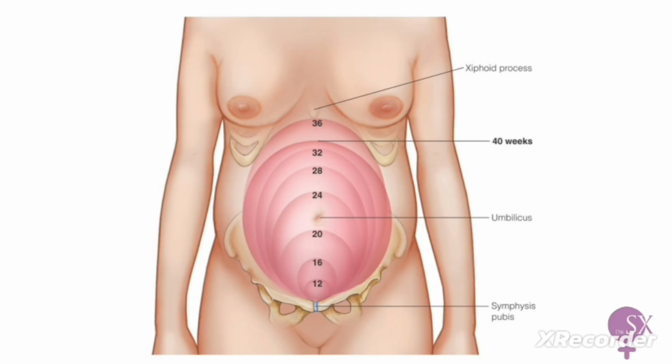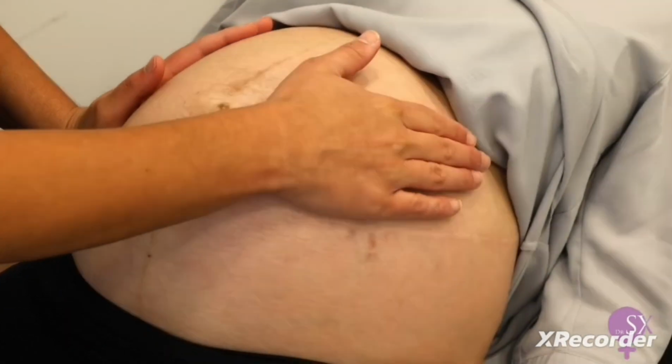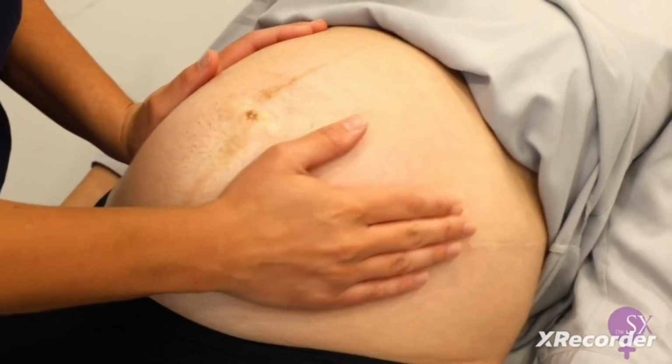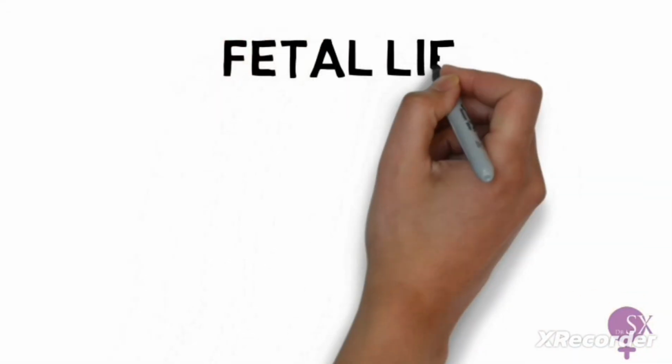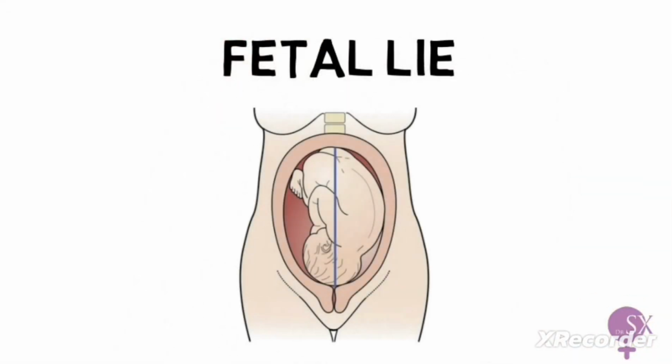But first, a quick revision starting with the fetal lie. The fetal lie refers to the relationship between the long axis of the fetus and the long axis of the mother. Therefore, the fetal lie could be longitudinal, oblique, or transverse. The presentation refers to the part of the fetus in the lower part of the uterus, and therefore closest to the maternal pelvis.